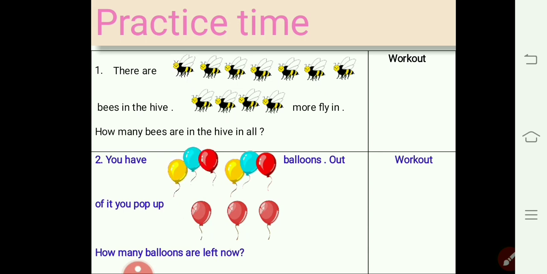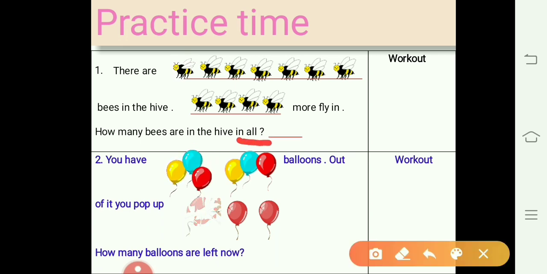The first one is there are dash bees, means you have to count these bees in the hive, and dash bees more fly in. इतनी bees हैं वो और join हो गईं. How many bees are in the hive in all? In all मतलब this word is very important. In all means you have to find the total.